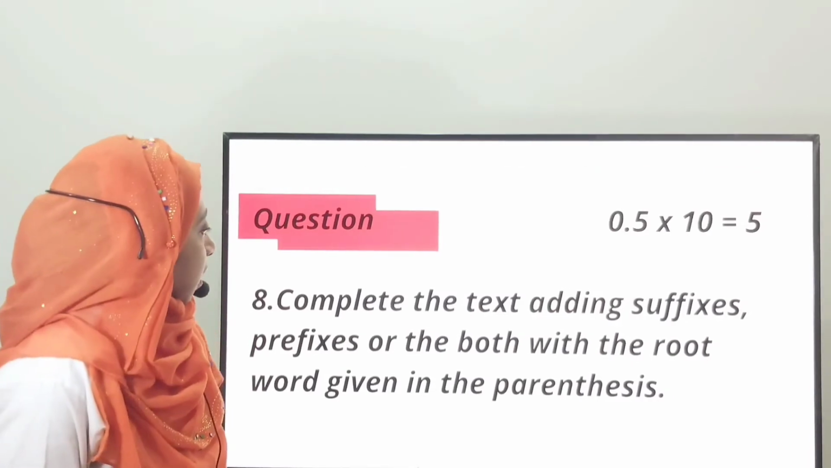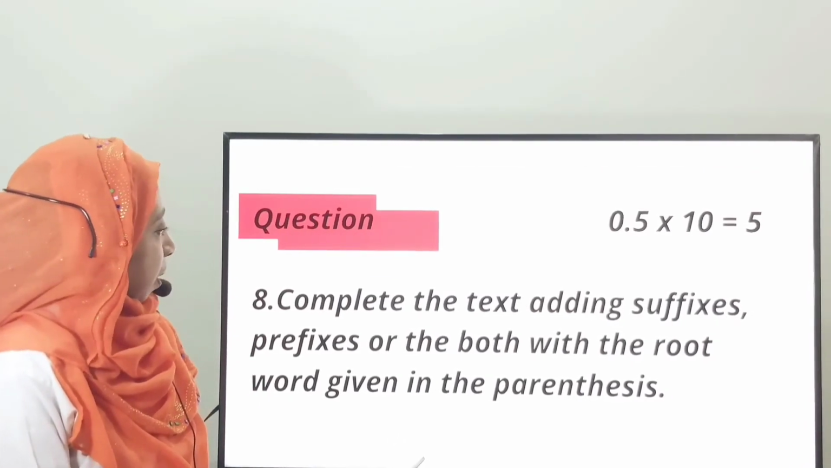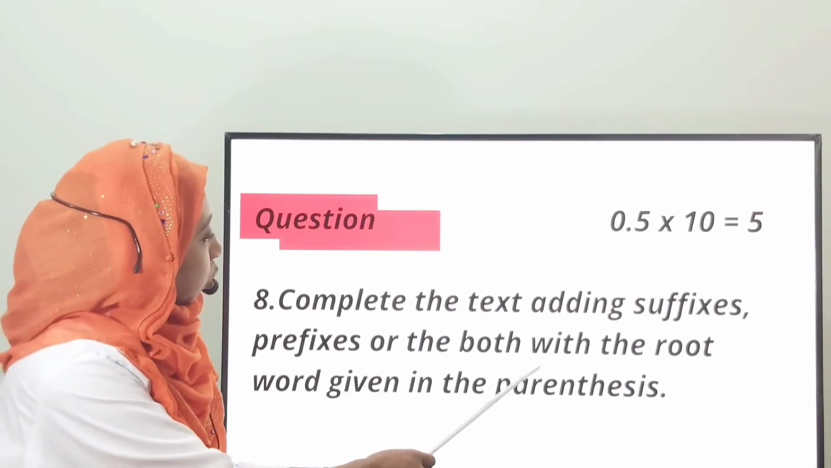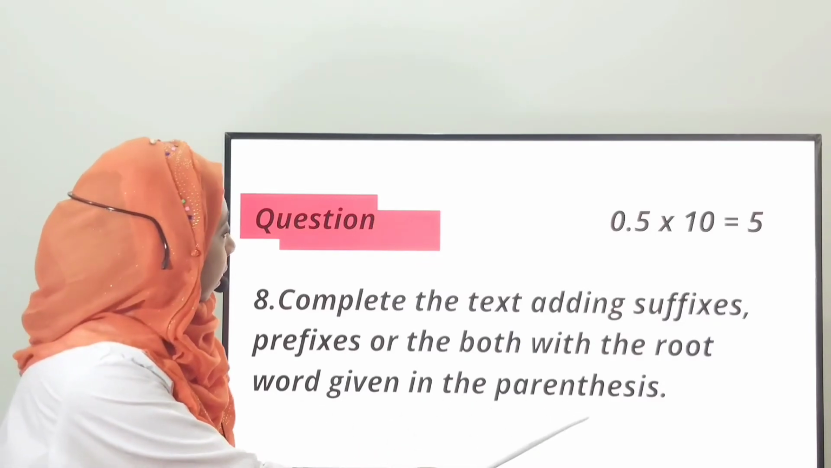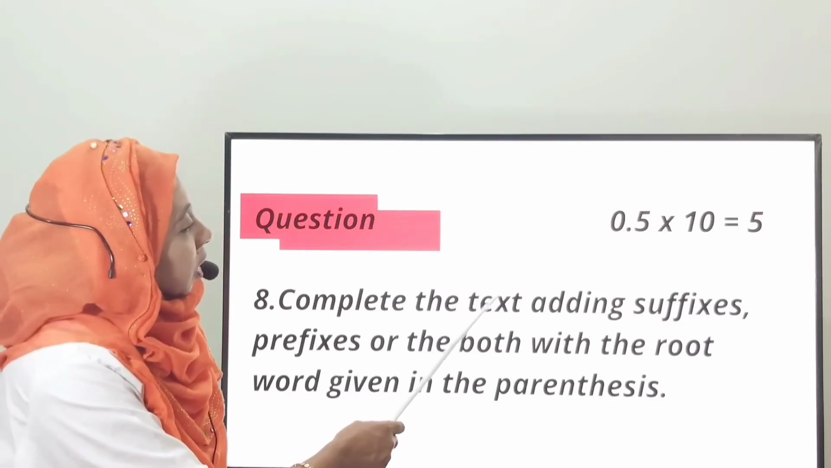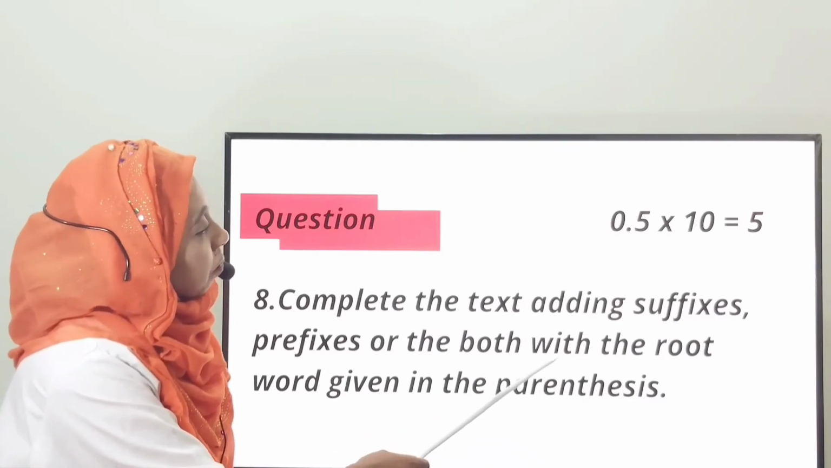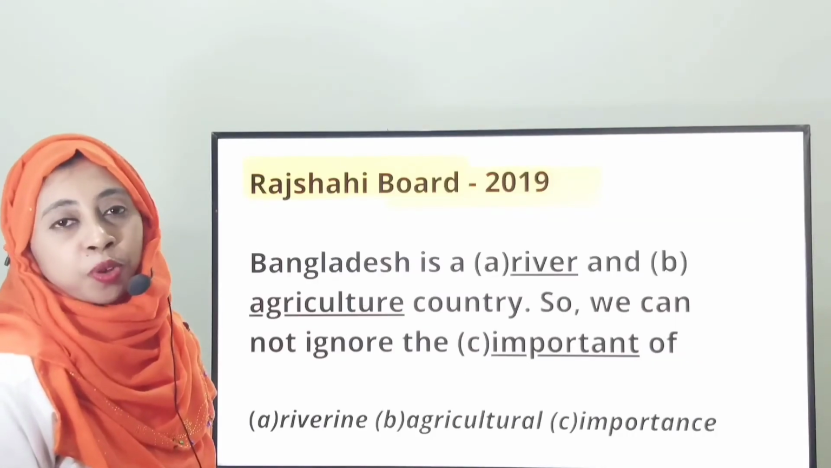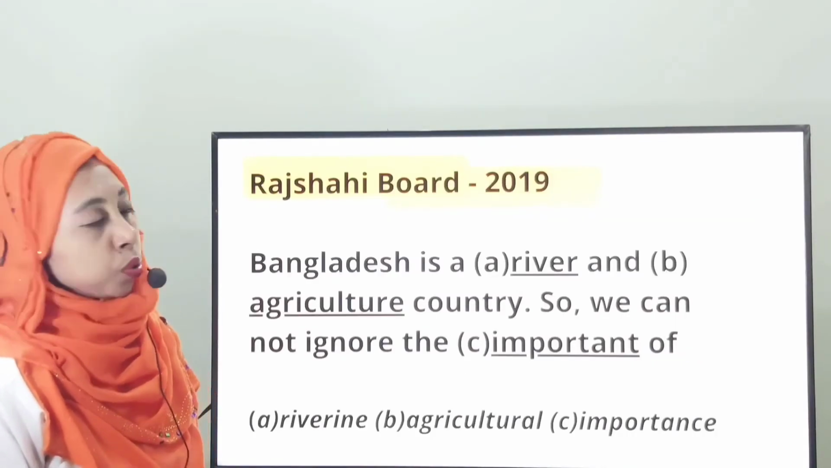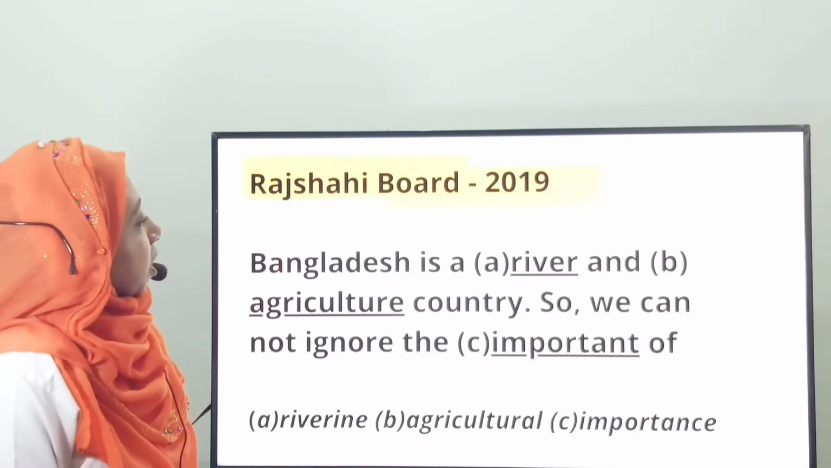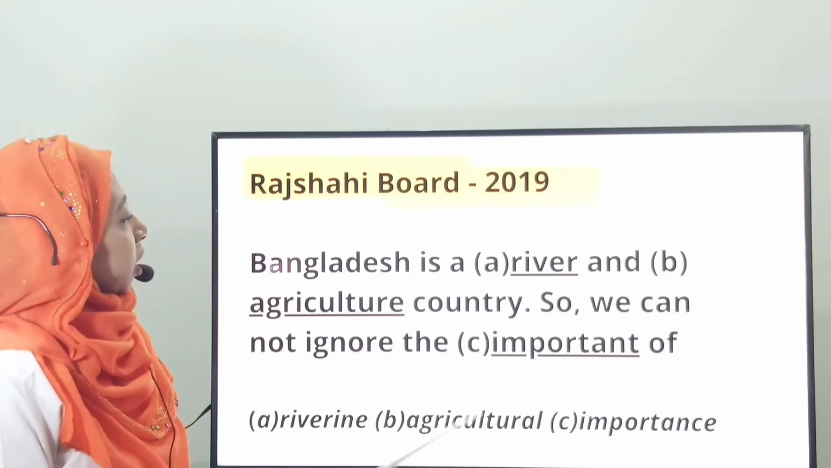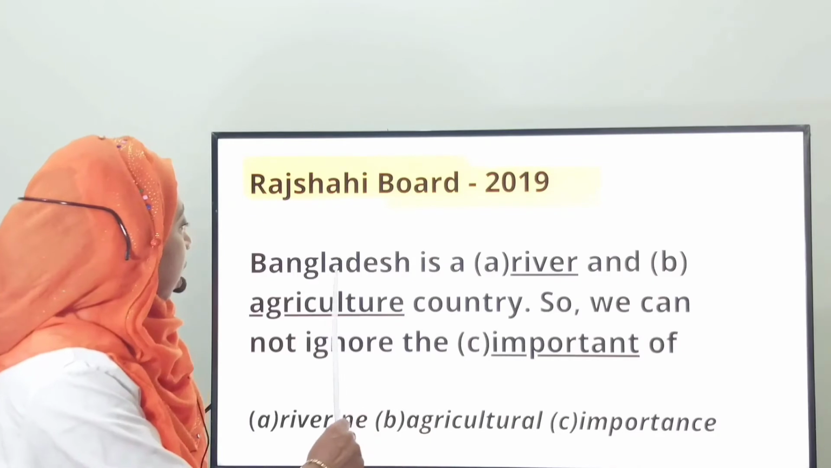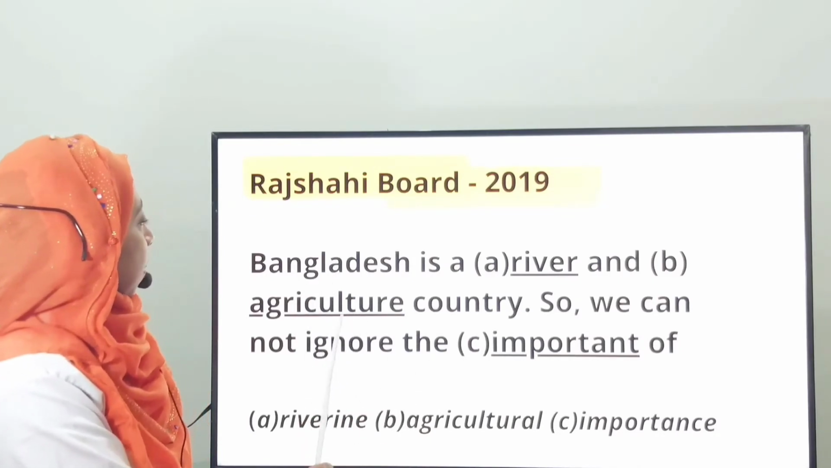You will get the questions in such a way in the question paper. Complete the text adding suffixes, prefixes or both with the root word given in the parenthesis. Students, you will get 10 gaps in the passage and 0.5 marks are fixed for each gap. Okay students, now we will practice from a board question. We choose a passage from Rajshahi Board 2019. You will get a passage where there are 10 gaps and beside the gaps we will get a root word. So students, let's go through the passage.